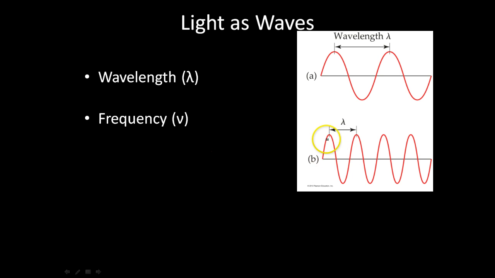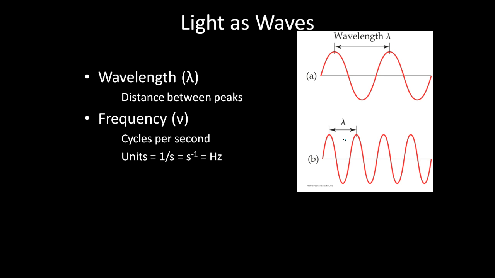So if we start here, see how long it takes this point to get from here, go down and back up to here. That takes a certain amount of time, and that time is how much it takes per second. So this is on a per second basis. So wavelength is the distance between the peaks, and frequency is the time it takes for that particular wave to cycle. So since it's in cycles, we have units of 1 over seconds.